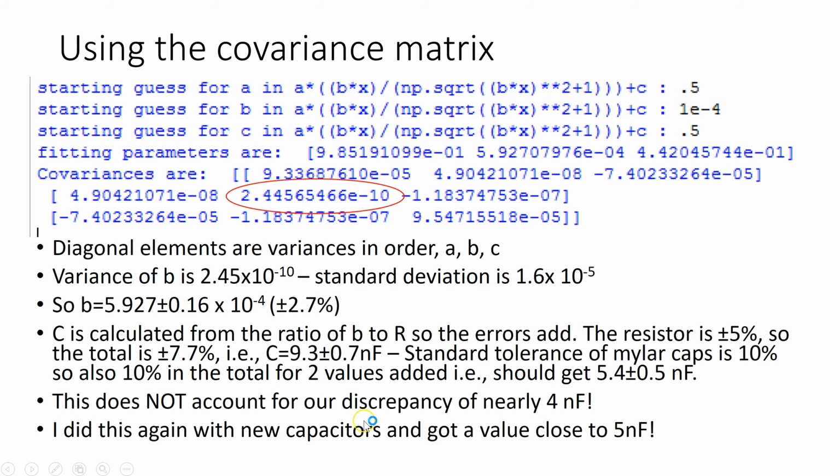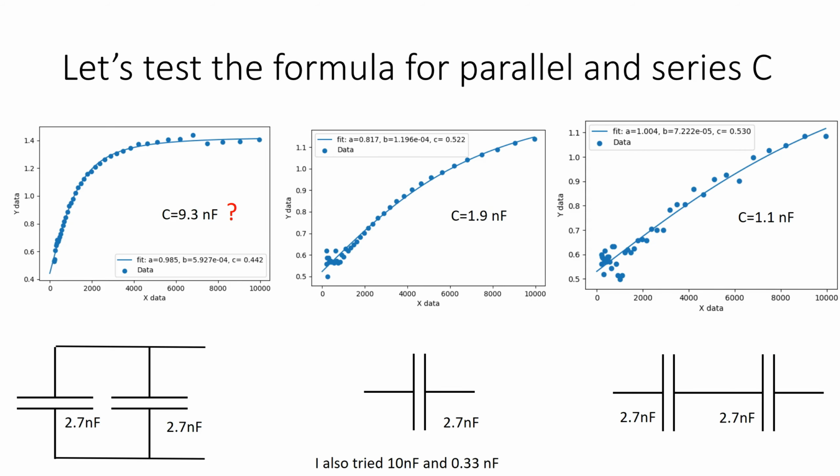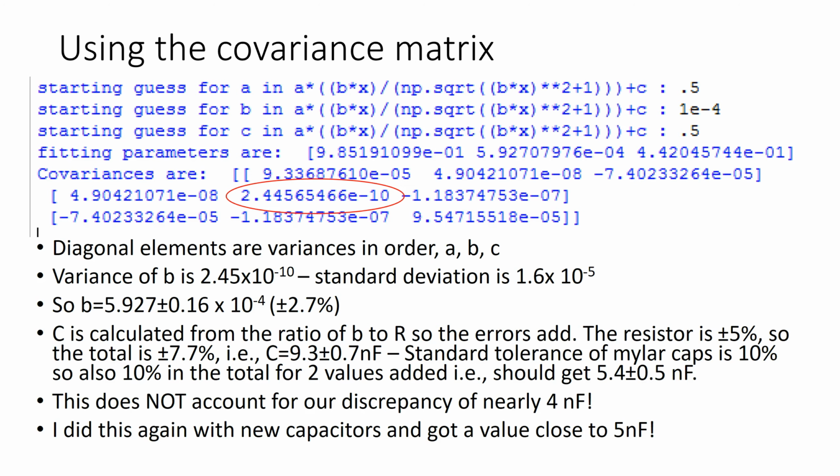a nanofarad. Now, how should this be compared with the value we would expect by putting two capacitors in parallel? Well, we add the value of the capacitors, and so if each is known to within 10%, which is a standard tolerance for a mylar capacitor, then the sum is also known to within 10%. So in other words, for 2.7 nanofarads, two of them in parallel, we should get 5.4 nanofarads plus or minus a half nanofarad. So you can see this absolutely does not account for our discrepancy of nearly 4 nanofarads between what we measured here and between what we expect from adding these two values of capacitance together.